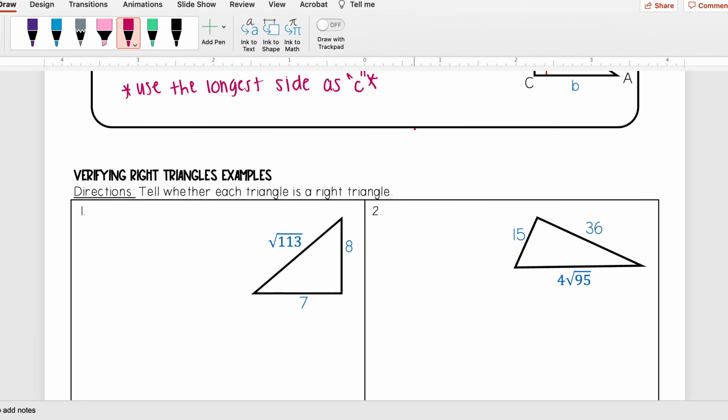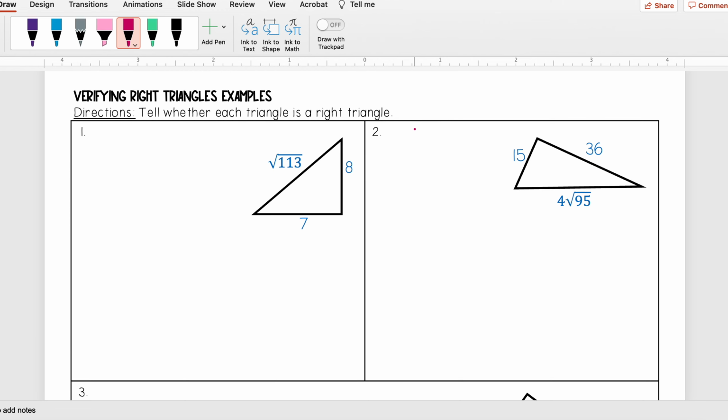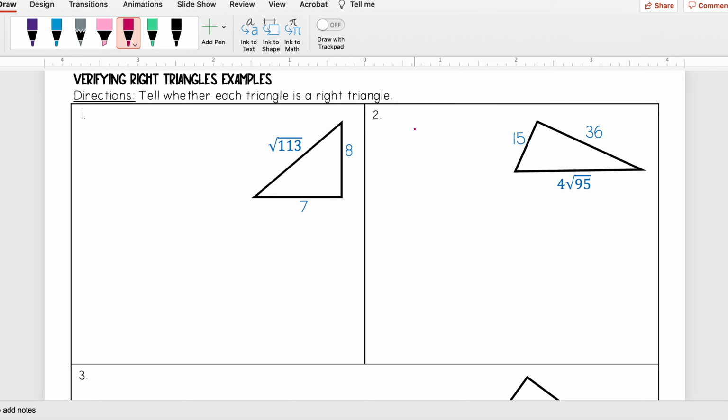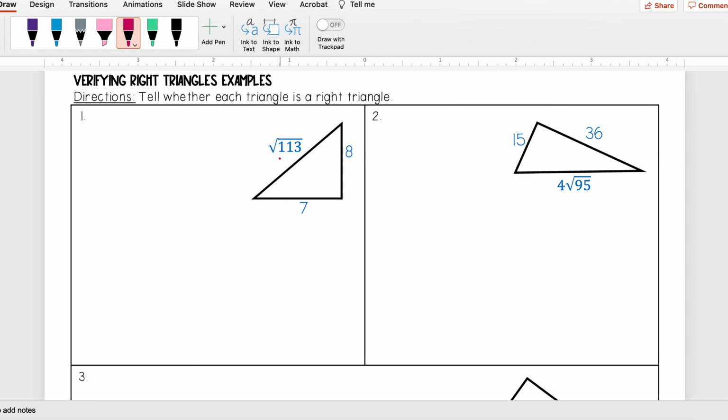Let's go through some examples. So here I have some triangles. I want to tell whether each triangle is a right triangle. And so I want to see whether the longest side, which would be my hypotenuse if it were a right triangle, squared is equal to the sum of the squares of the other two sides.